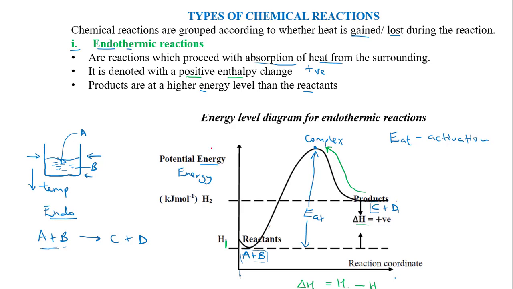We always have the vertical scale talking about the energy. For endothermic reactions, the energy of the products is always higher than the energy of the reactants, and that means our products are less stable compared to the reactants because they have more energy. Usually things that have more energy are less stable compared to those that have less energy.